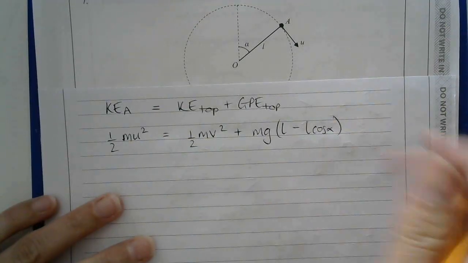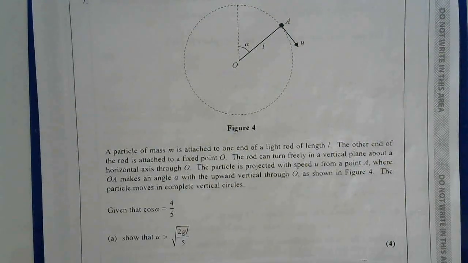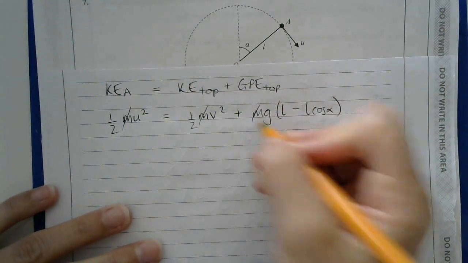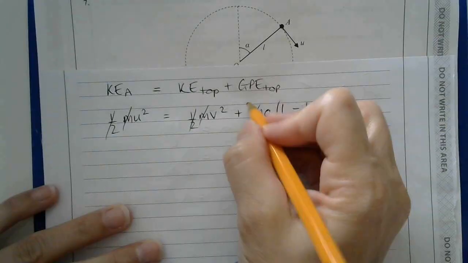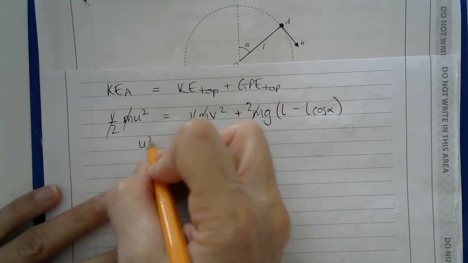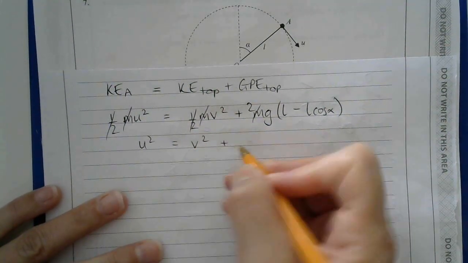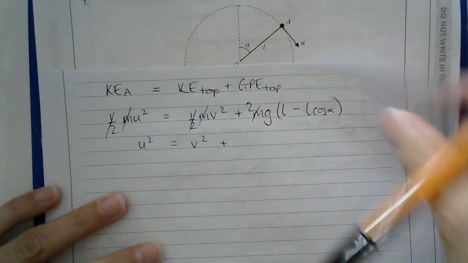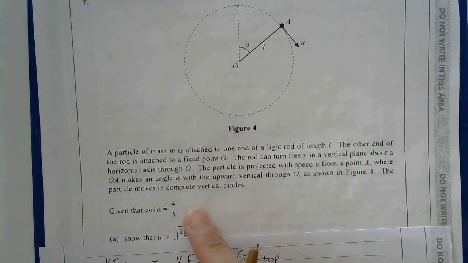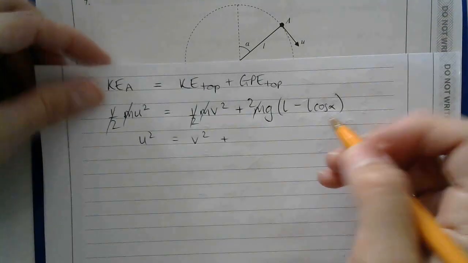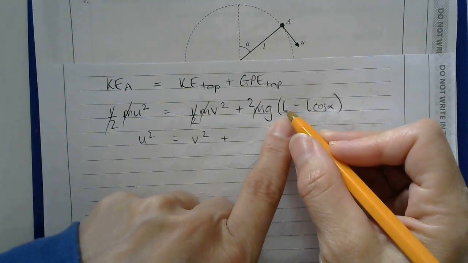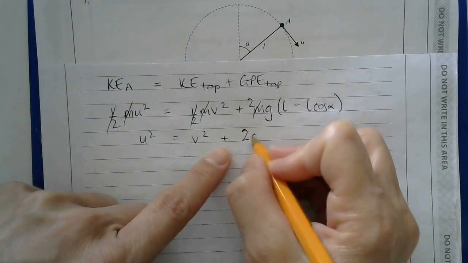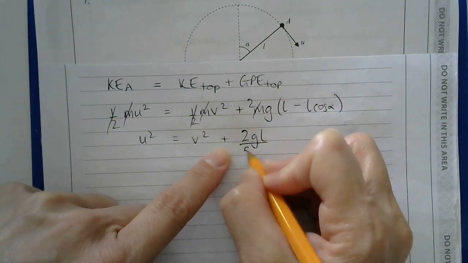I'm trying to get an expression for u, so I will divide everything by m and multiply everything by 2. And so I get u squared is v squared plus 2g times (L minus L cos alpha). But cos alpha, they told me, was 4/5, so I'm doing 5/5 minus 4/5, which makes 1/5. So here I end up with 2gL over 5.